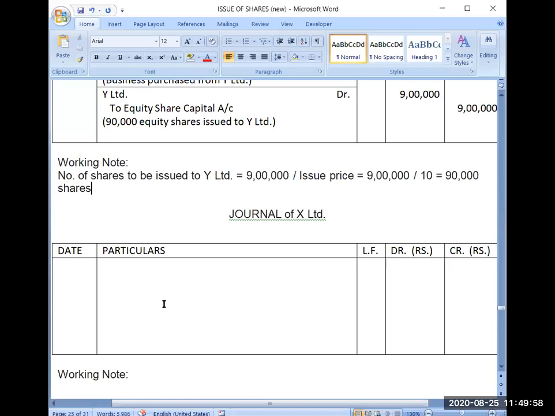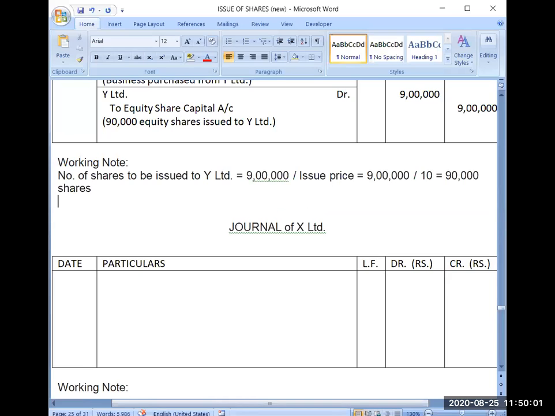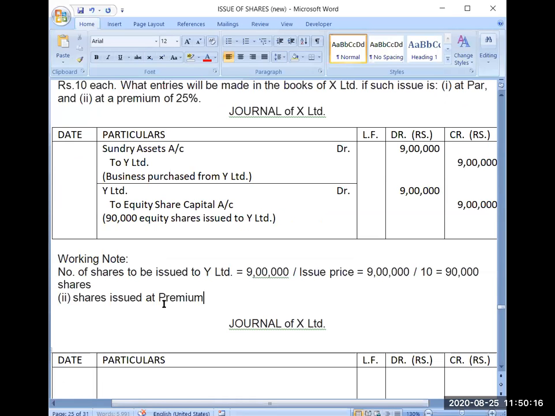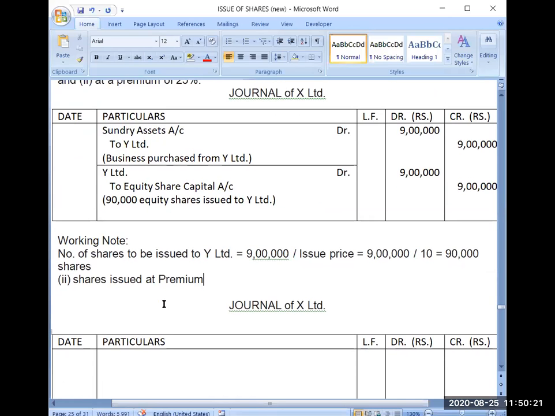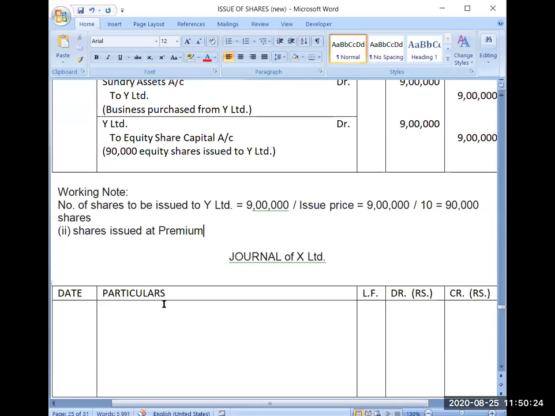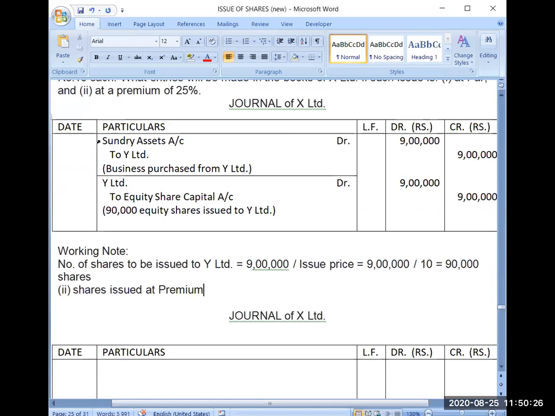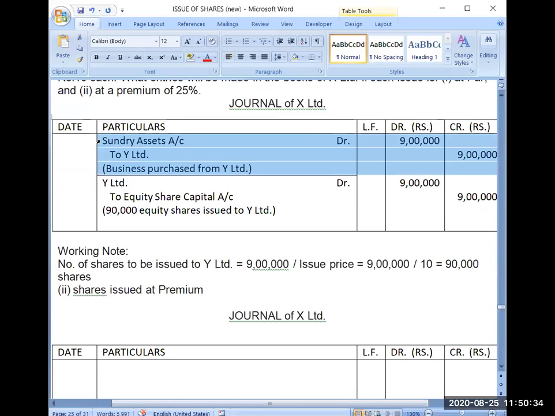Now coming to the next part. Shares issued at premium. Will there be any change in the first entry when we are purchasing the business of Y Limited? Will there be any change? So it will remain same. So this entry will not be affected even if you are issuing the shares at par or at premium.